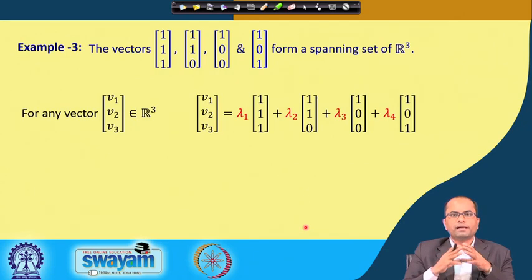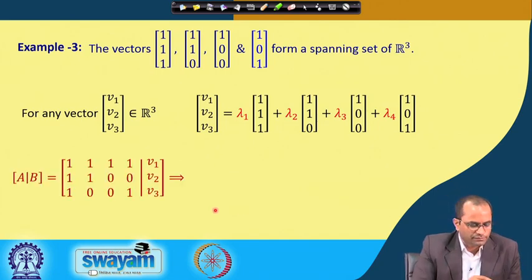So we have these 4 lambdas, lambda 1, lambda 2, lambda 3 and lambda 4. So we have again 3 equations, but there are 4 unknowns. Unknowns are these lambdas, and we have the 3 equations. The first equation is the sum of all these lambdas is equal to v1, the second one lambda 1 plus lambda 2 is equal to v2, and from the third equation we have lambda 1 plus lambda 4 is equal to v3.